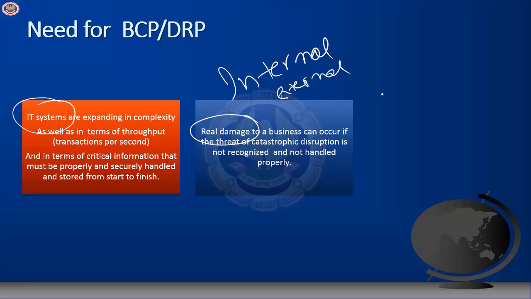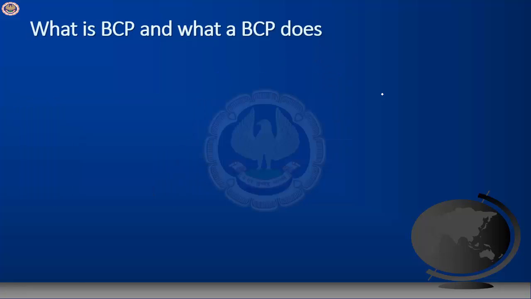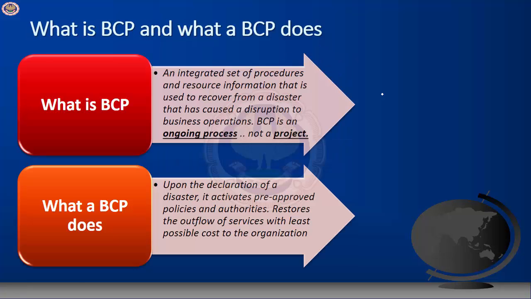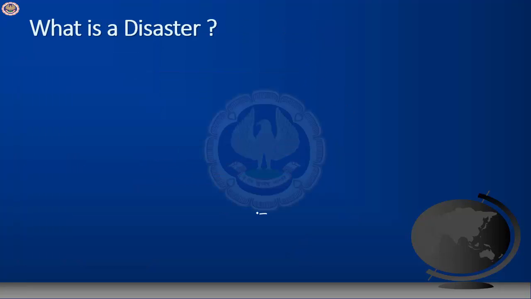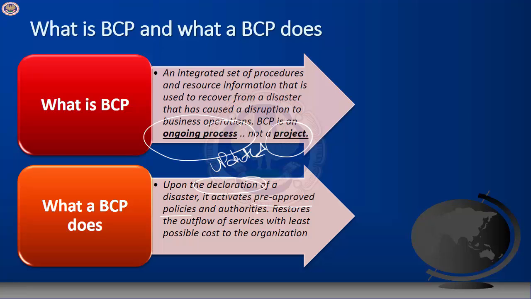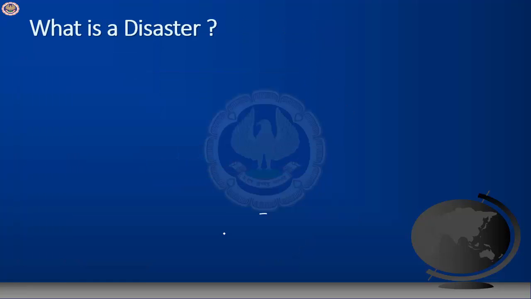So when you're doing a risk assessment, you want to look at different types of risk scenarios and accordingly plan for this. Now let's look at a quick idea of what BCP is and what a BCP does. This we already discussed. The key point I wanted you to remember is that BCP is an ongoing process. It's not a project, which means you need to ensure that BCP is updated on a regular basis. Now, what does the BCP do? How does it get activated? When the disaster is declared, it activates the pre-approved policies and authorities so that the organization can continue the operations with the least possible cost to the organization.